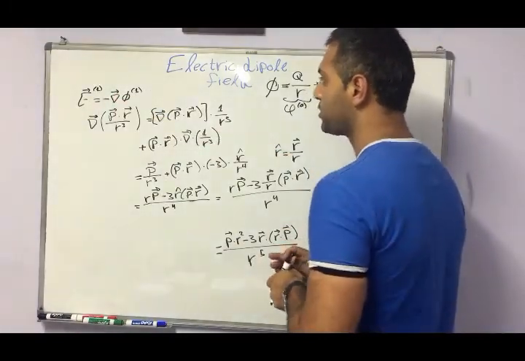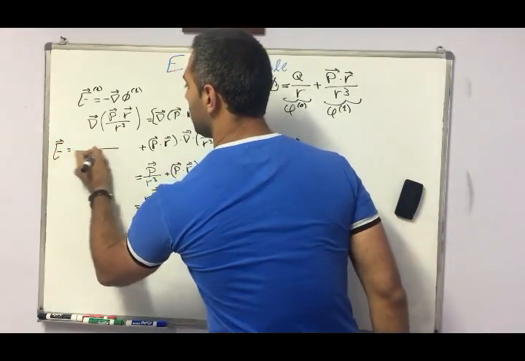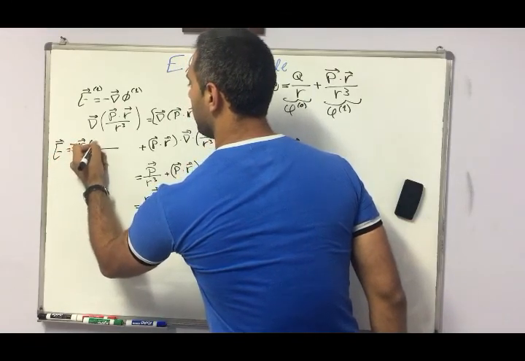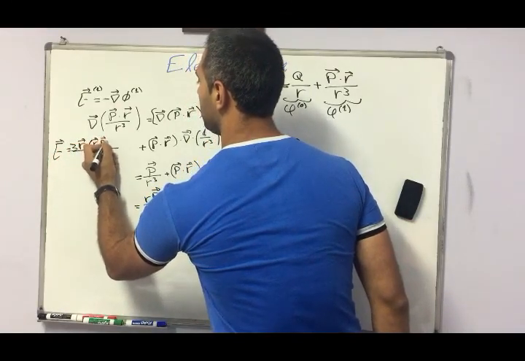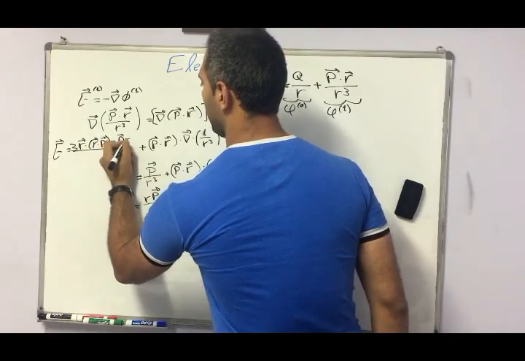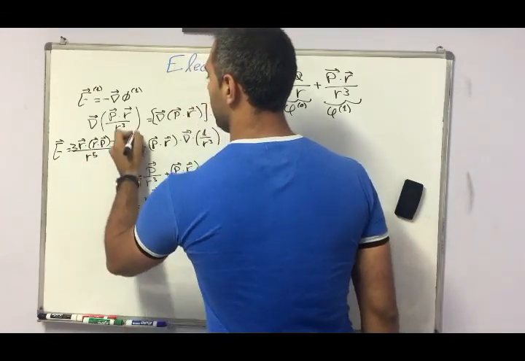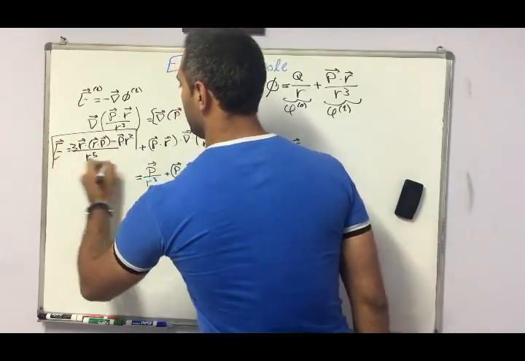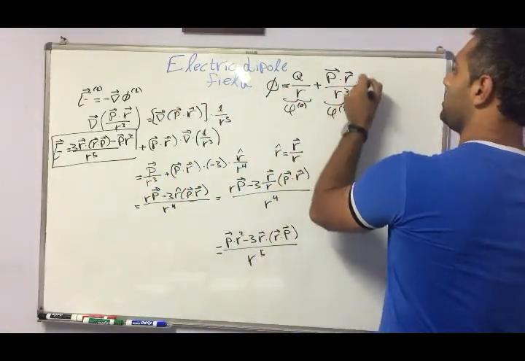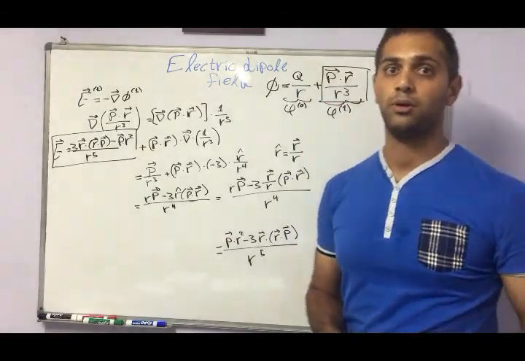So we get that the electric field of the dipole equals 3 r dot p minus p dot r squared over r to the 5. This is the electric field of the dipole, and this is the potential of the dipole.